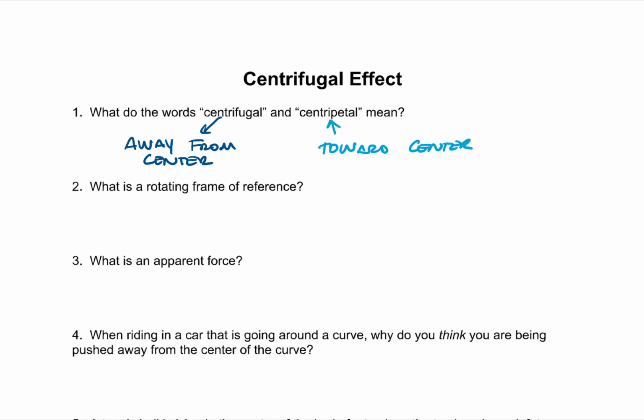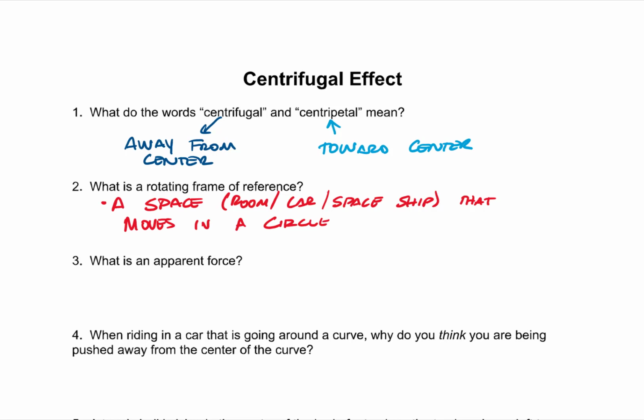with your prefixes. So a rotating frame of reference is a room or a box or a space, like a room, like a car, like a spaceship, that moves in a circular path. For example, your car when you go around a curve. That is a rotating frame of reference.